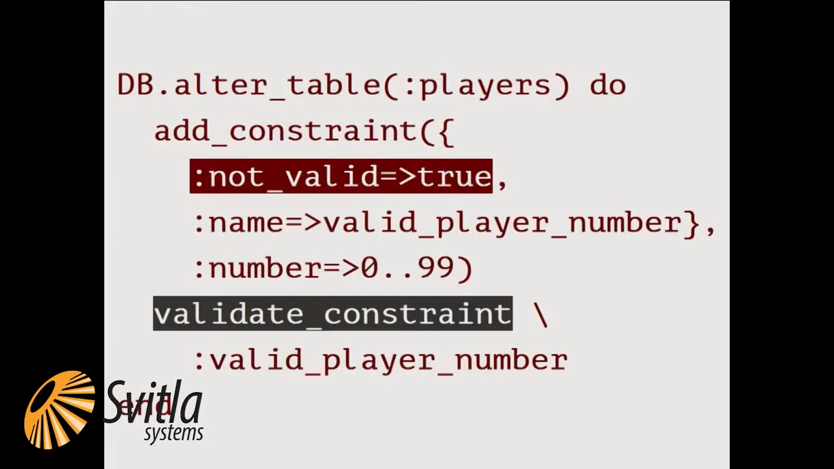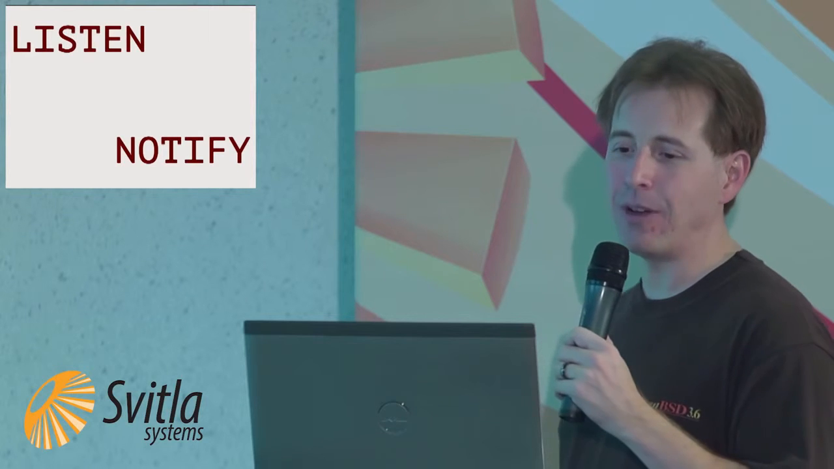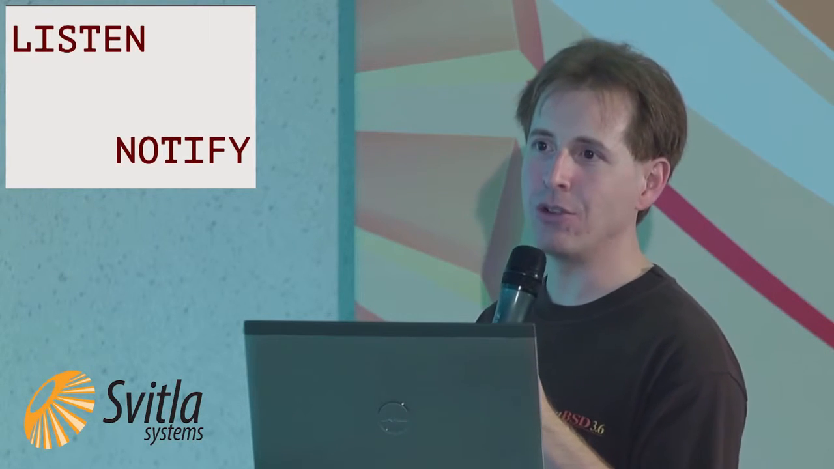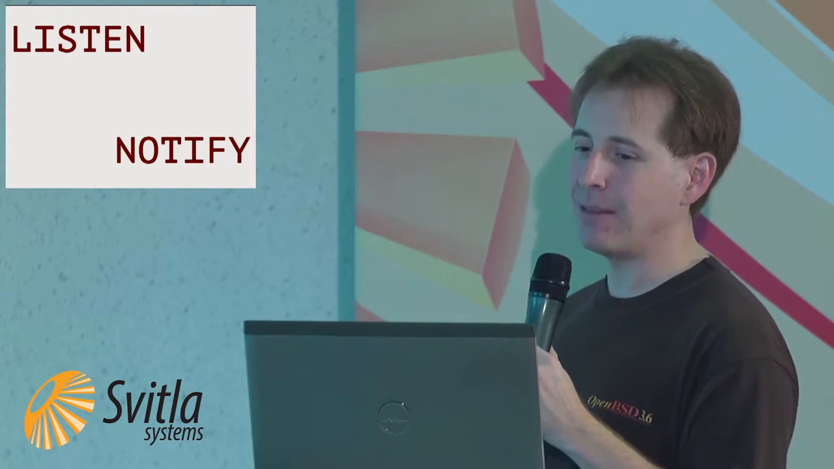for validating them later. So the next feature I'd like to discuss is the use of listen and notify to send and receive messages on notification channels. And this is basically a self-contained inter-process communication mechanism inside Postgres, where database clients can send messages to each other. And one of the most common uses for this is to notify clients when data has changed.